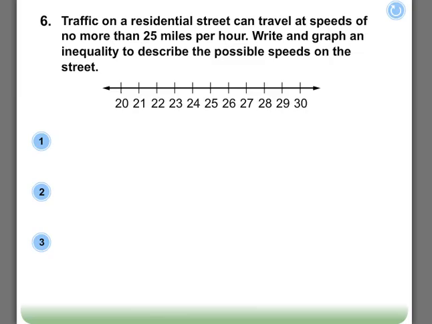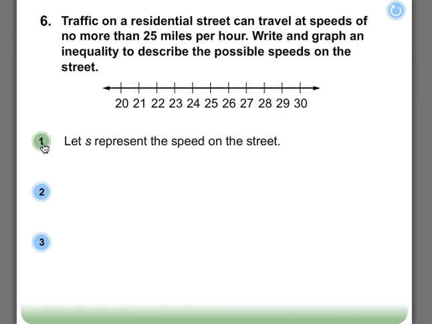Traffic on a residential street can travel at speeds of no more than 25 miles per hour. Write and graph an inequality to describe the possible speeds on the street. So you can't go more than 25 miles an hour, but you can go 25 miles per hour. So let's see what that looks like.